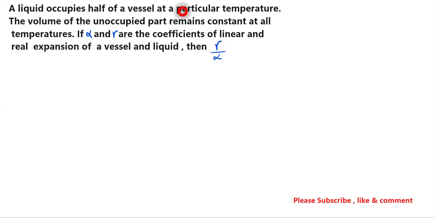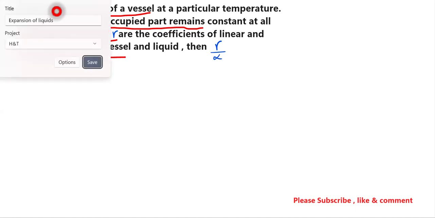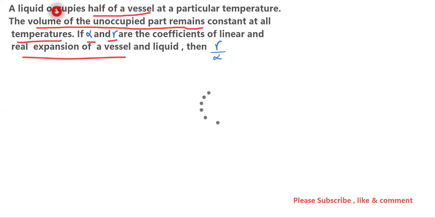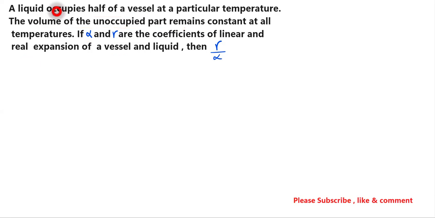Next, a liquid occupies half of a vessel at a particular temperature. Then the volume of the unoccupied part remains constant at all temperatures. If alpha and gamma are the coefficients of linear and areal expansion of the vessel, then... Of all, the very important thing is this particular thing, the unoccupied part. The volume of the unoccupied part remains constant at all temperatures.